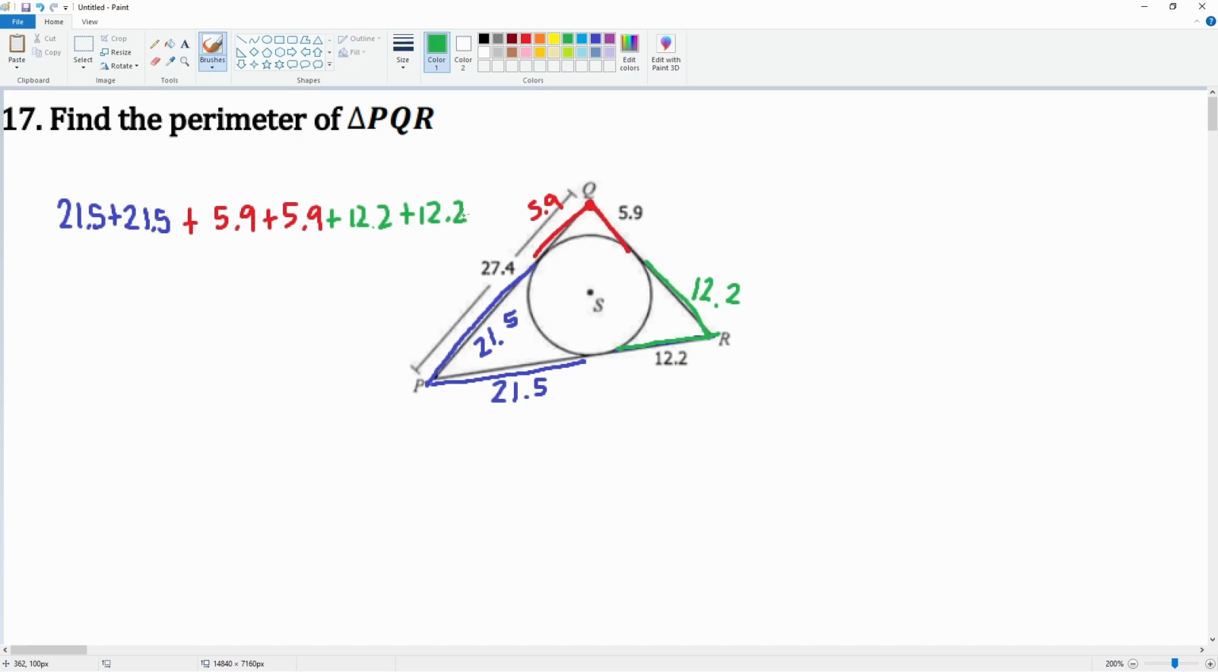21.5 plus 21.5 plus 5.9 plus 5.9 plus 12.2 plus 12.2. That gets you the perimeter, okay, which is equal to 79.2. So there you go.